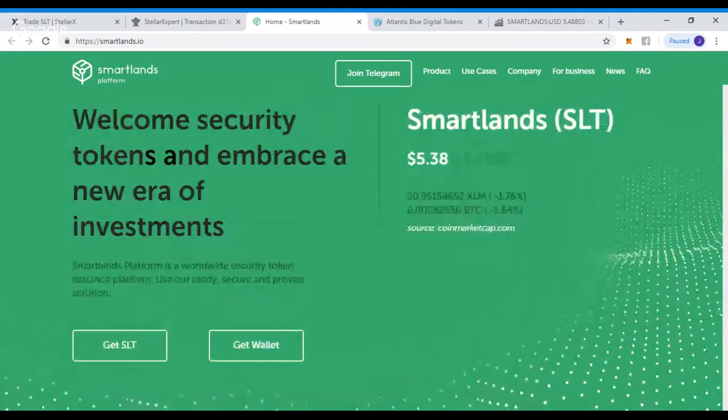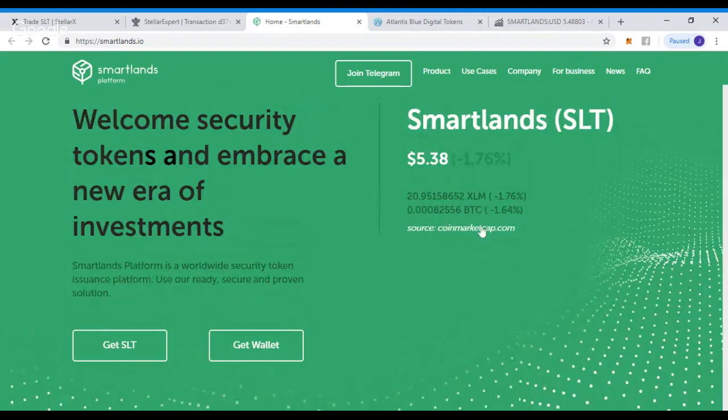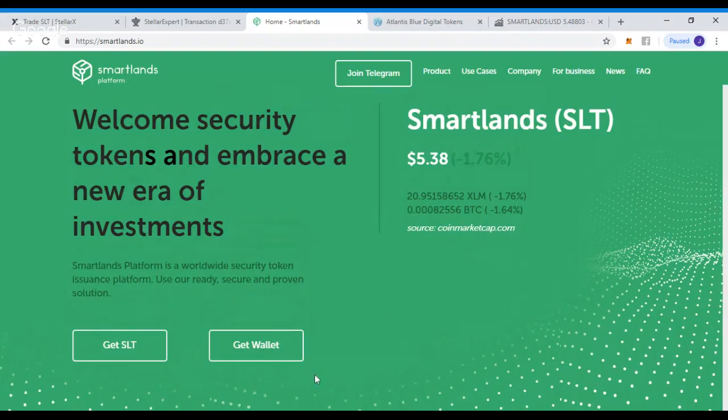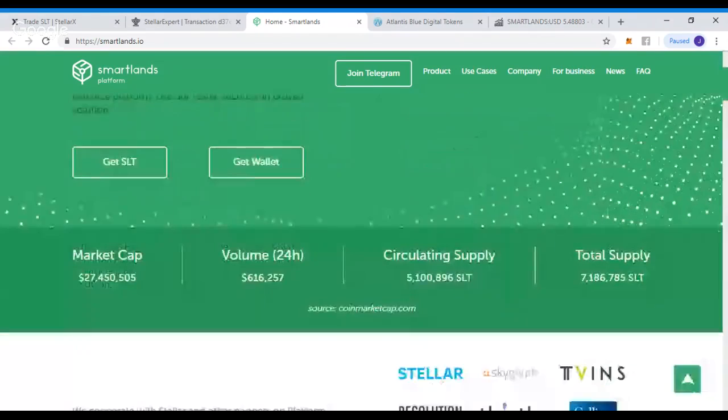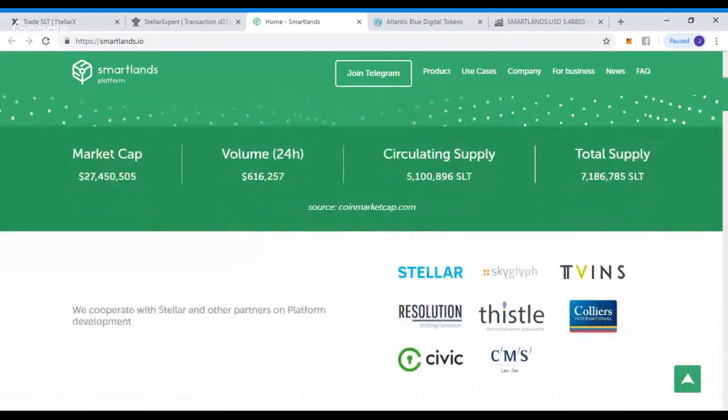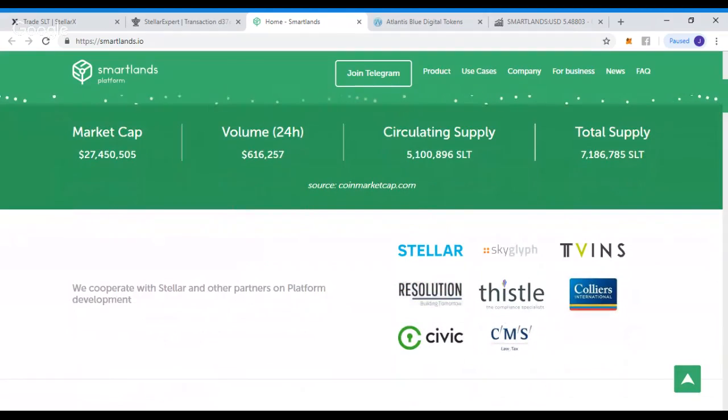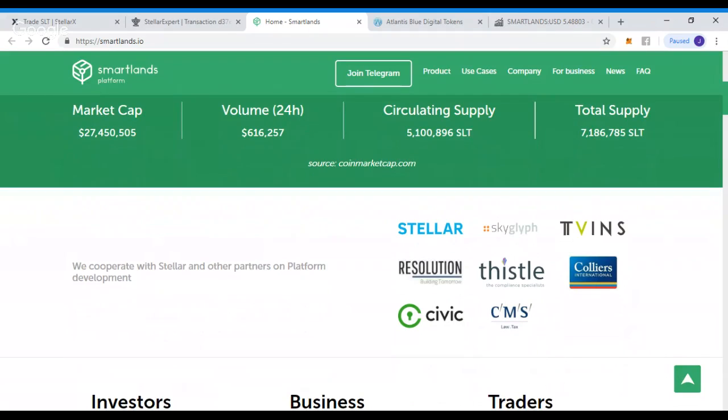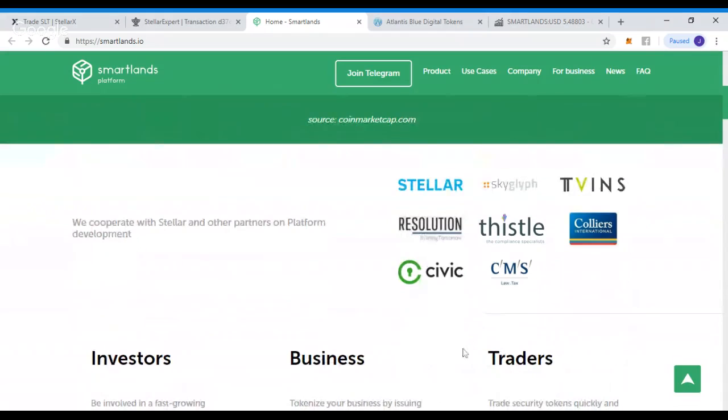Look, trading at $5.38. I think the first video I made where I introduced this, they were trading probably like $3.50, I think. Got a market cap right now of $27,450,505. They have a 24-hour volume of 616,000. Circulating supply of 5,100,896, and they got a total supply of 7,186,785. And these are the different platforms and companies that are working with them.